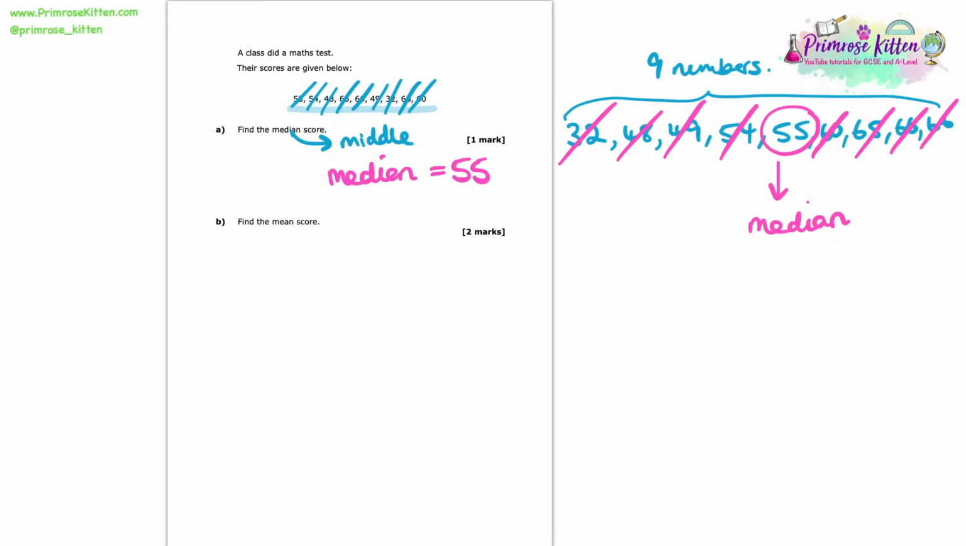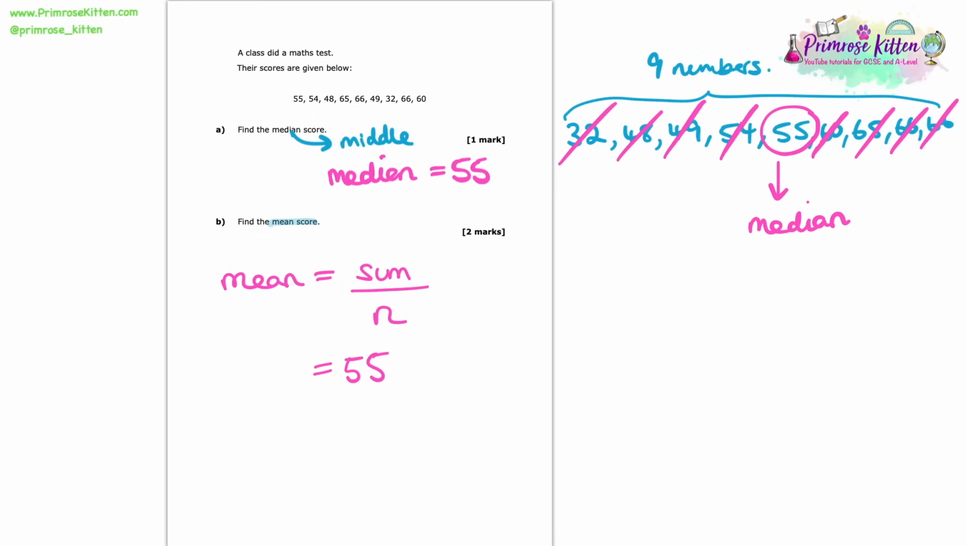Then for B, we're asked to find the mean score. So the mean score involves us adding up all of the numbers and then dividing by how many numbers there are. So that's generally written as the mean equals the sum divided by n, where n is how many numbers there are. So here I'm going to get all these numbers back again so that we can see them. And now we're going to add those together.